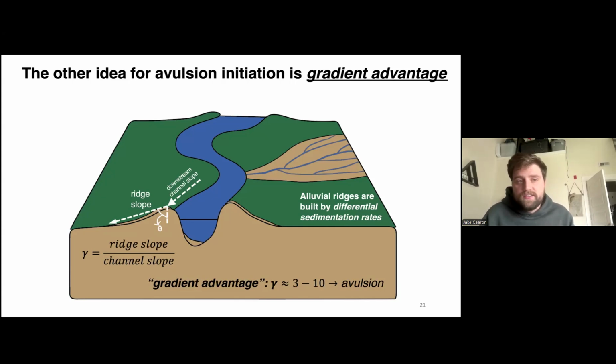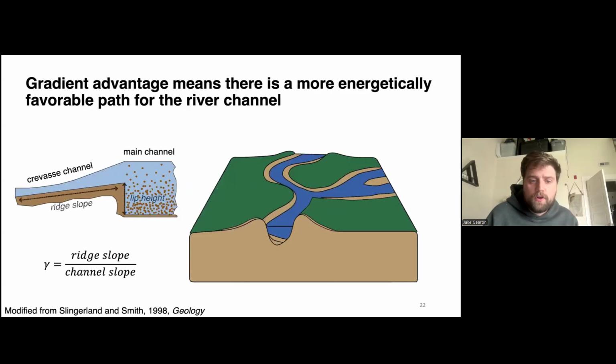Now, theory says that when you have side slopes that are about 3 to 10 times steeper than the main channel, we should expect an avulsion. And that idea goes back further, but I'll sort of exemplify it with this model that was written about 26, 27 years ago at this point by Rudy Slingerland, that looked at the effect of the slope of the ridge compared to the channel itself.